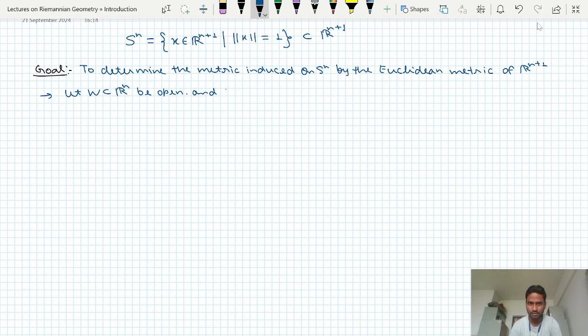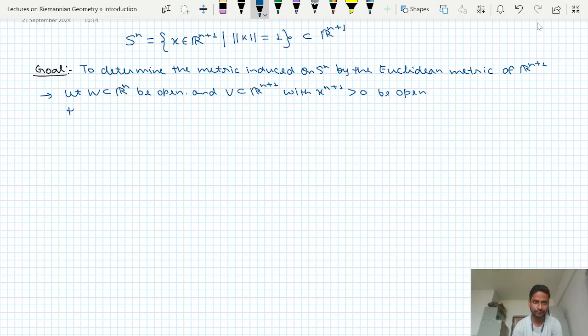And V contained in Rn plus 1, with some condition, and you will see why, on x_{n+1}, the n plus 1th coordinate. For example, if you are in R3 and you have x, y and z axes, I'm taking the z axis to be positive. Okay, so x_{n+1} is greater than 0. So V contained in Rn plus 1 with x_{n+1} greater than 0 is open.